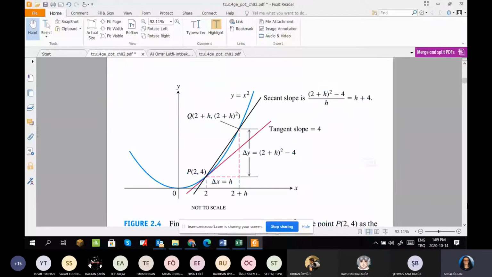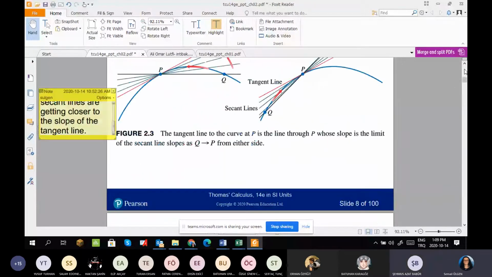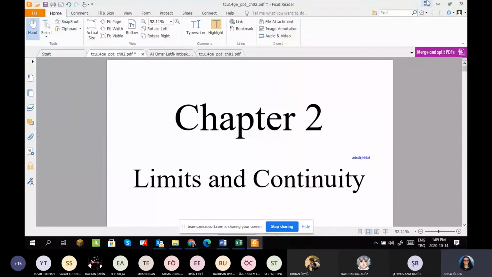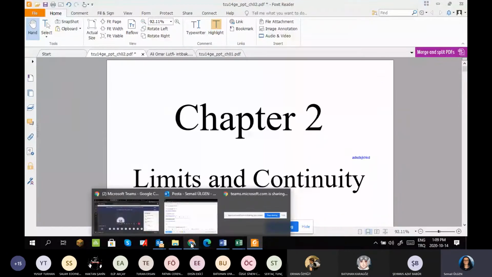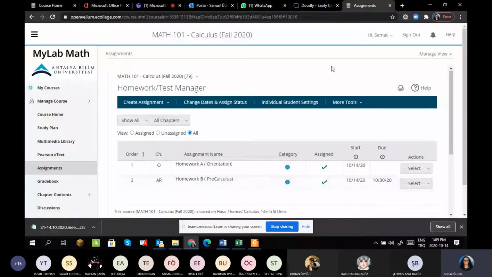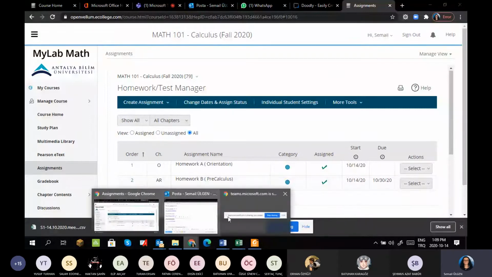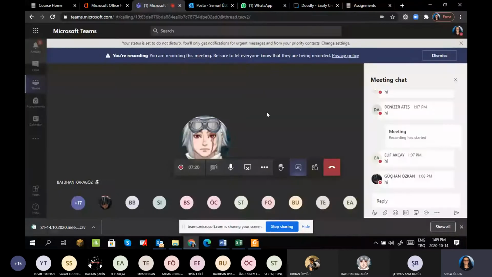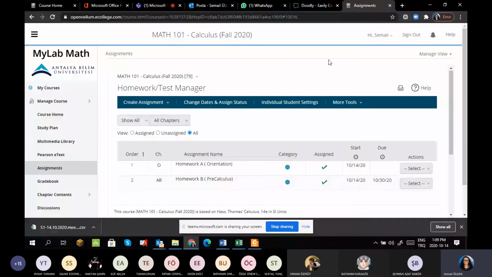All right, so before we start chapter 2, I want to talk to you about my lab. You can see my screen, my lab, right? Now let me just do one more thing here. Okay, everything looks okay. I want to show you why my lab is going to be useful for us.